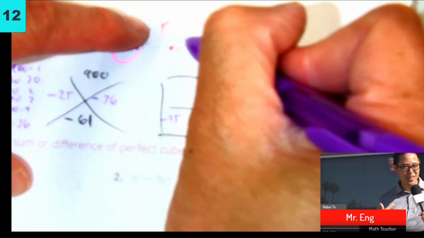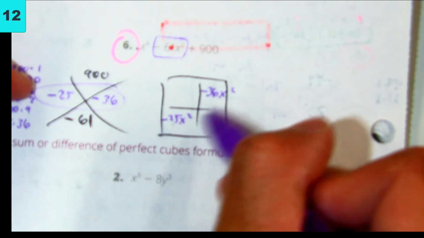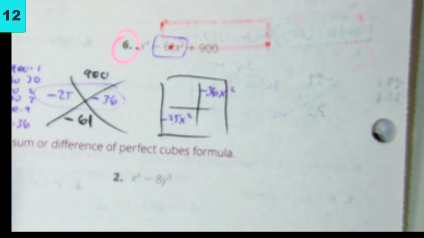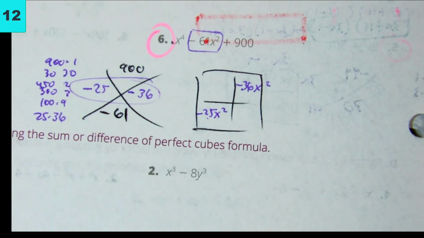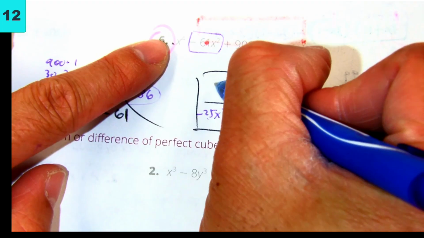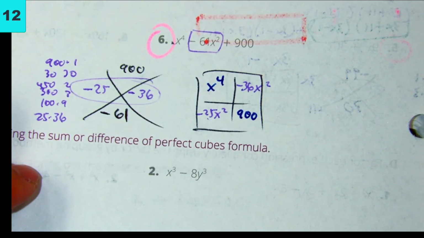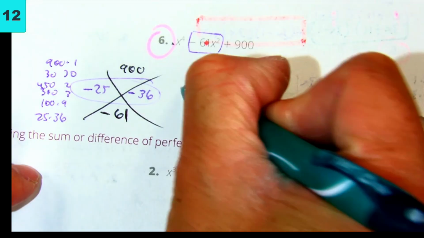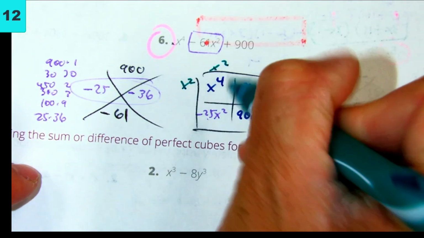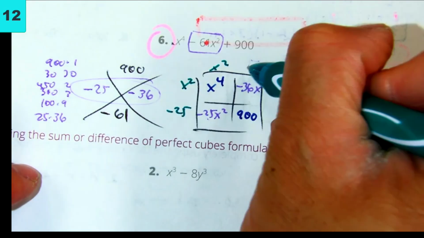Remember, you are splitting here these two terms. So what does that mean? That means it's going to be x squared, x squared, right? Negative 25x squared minus 36x squared equals negative 61x squared. And then I'm just going to put in my first term, last term, and then take out my greatest common factor. So I see x squared minus 25, minus 36.